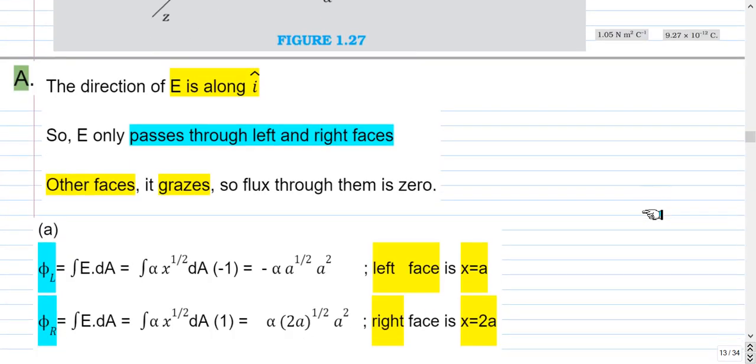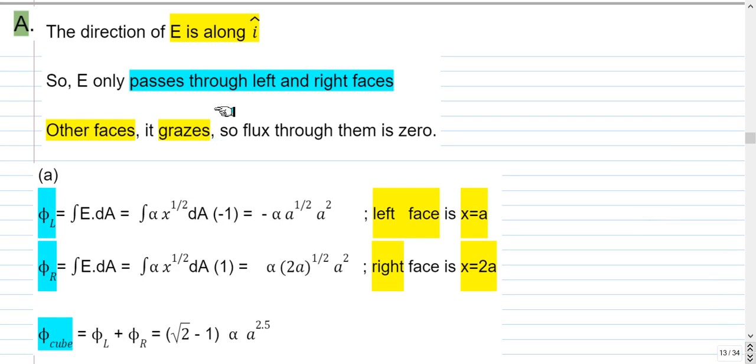So the electric field has got only Ex; Ey and Ez are 0. So that means the electric field has got only i component. Since the electric field has got only i component, it will cut through only the left and right faces. Other faces will just graze it, so the flux through them is 0.